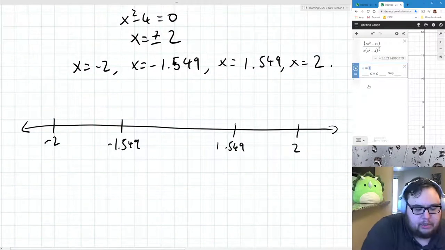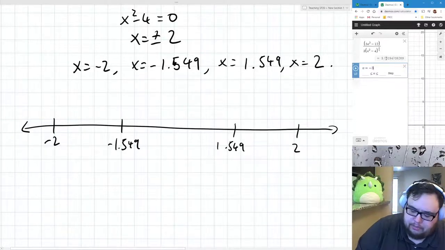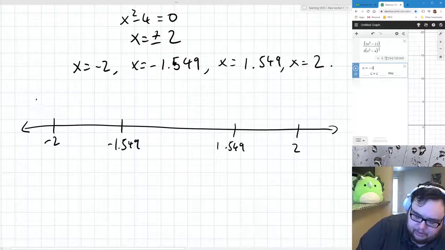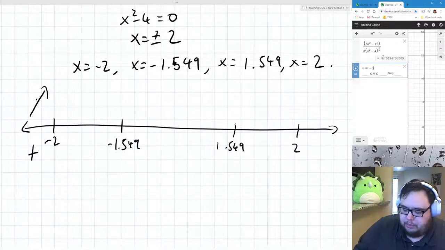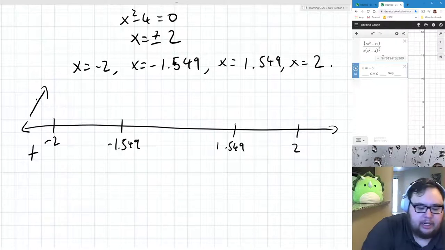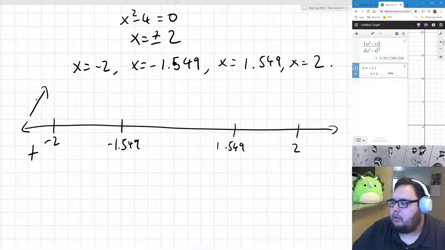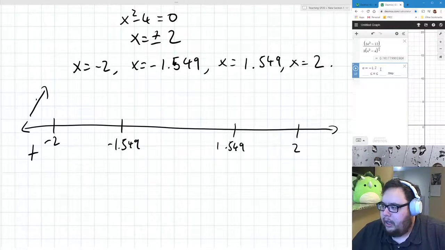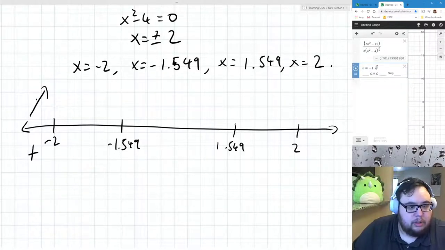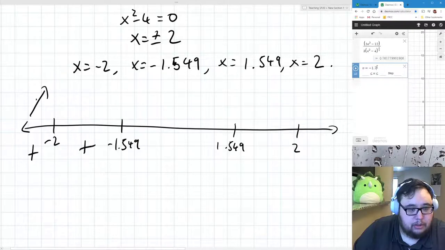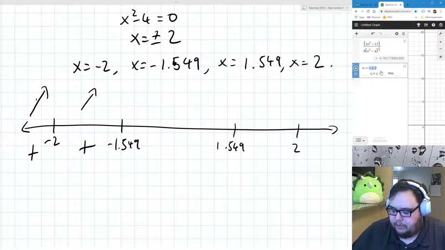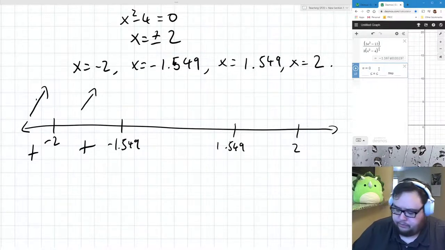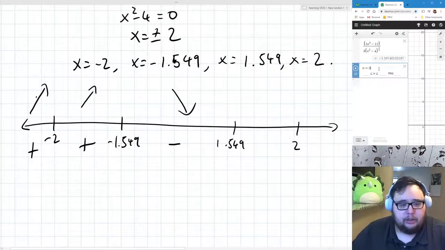On the left hand side of negative 2, we could plug in negative 3, and we get a positive number over here, which means our function is increasing before negative 2. To plug in a number between negative 2 and negative 1.549, we could plug in, I don't know, negative 1.8, or any of these will do. And we still get a positive number. So we are positive here as well, which means that we are still increasing here. Plugging in something between negative 1.55 and positive 1.55, zero works. This is negative, so we're decreasing on the middle interval.